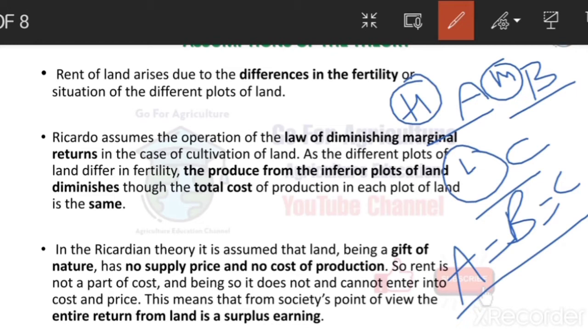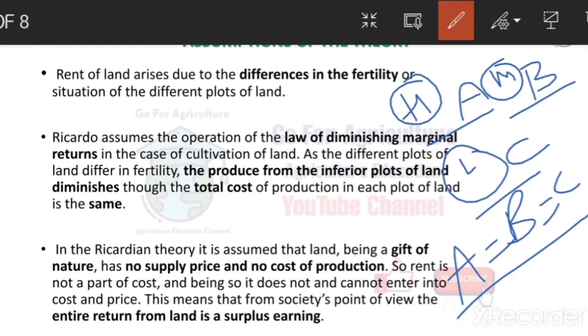Okay, so next, he says that land being a gift of nature, it has no supply price or no cost of production. And also he says that from the society's point of view the entire return from land is surplus earning. So in those days, apart from land, we have many things to do. Like we used to sell some things and we used to do some work. Means we have money in our hands. Apart from that also, we are earning money from the land by the means of rent.